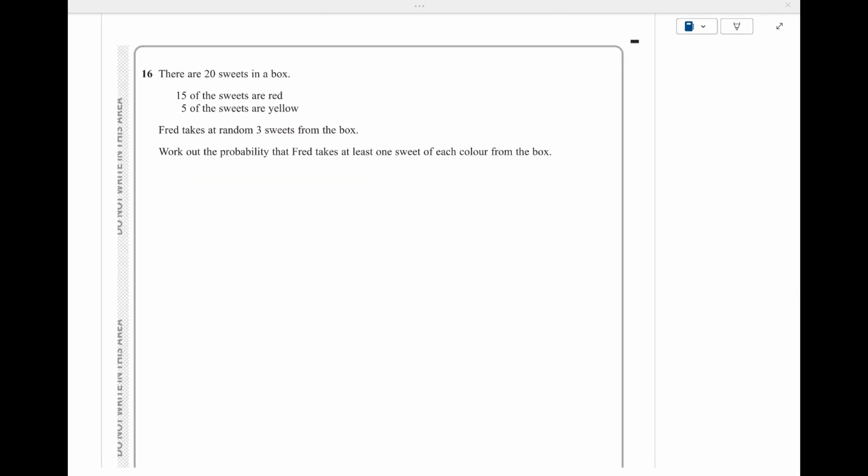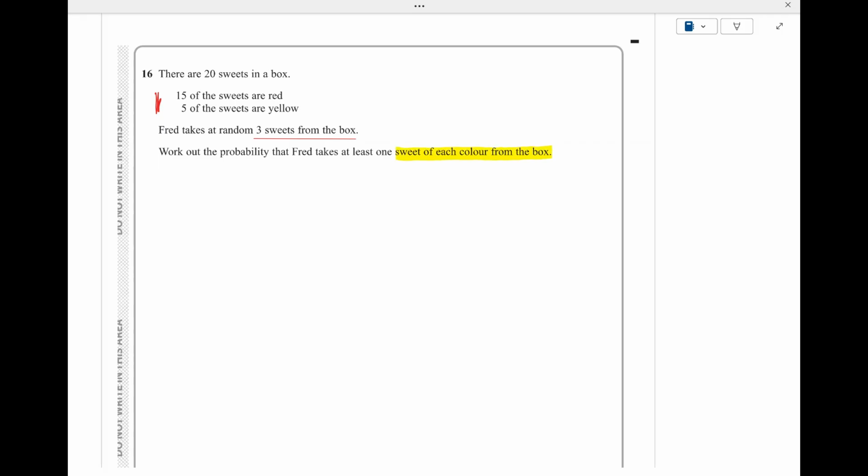Question 16. There are 20 sweets in a box. 15 are red, 5 are yellow. Fred takes at random 3 sweets from the box. Work out the probability he takes at least 1 sweet of each colour from the box.